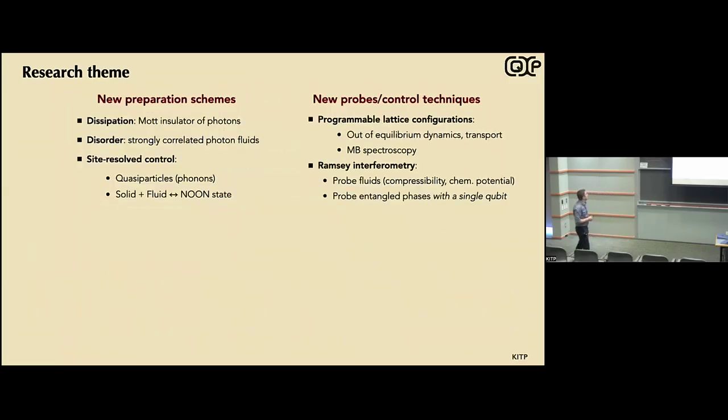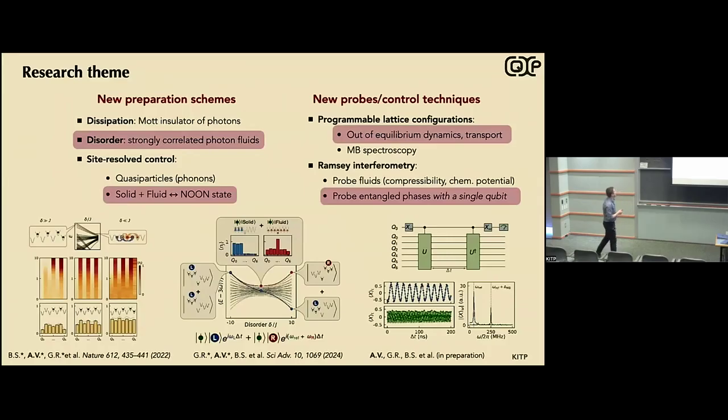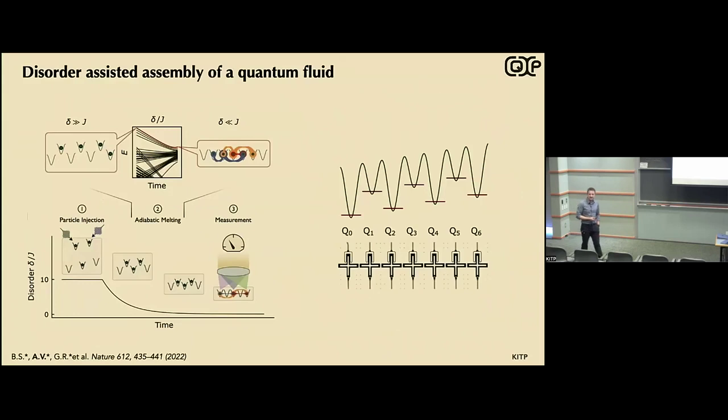So this is the research team, in both my postdoc lab as well as in my own lab, where we're trying to come up with new preparation schemes and new techniques for probing and controlling these artificial materials. I'm not going to go through all of these results. I'm just going to highlight again this idea that we can use site-resolved control to prepare some correlated photon fluids, study some transport dynamics in these fluids, and look at some interesting entangled states and how we can probe them with Ramsey interferometry.